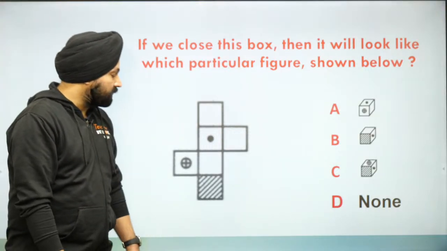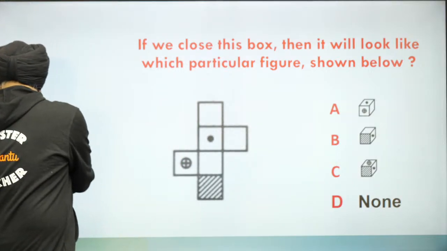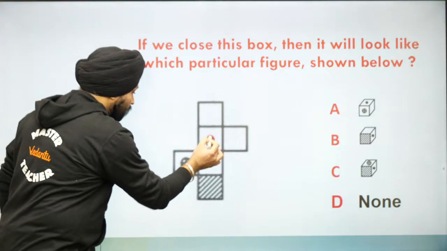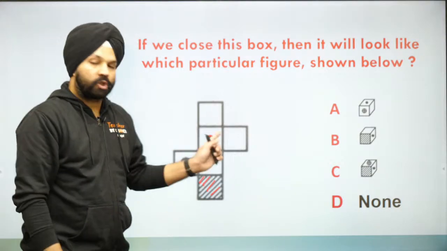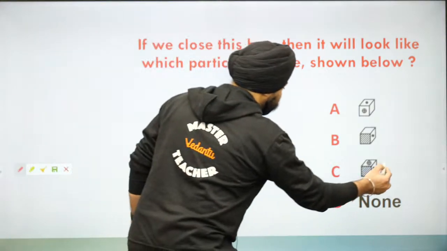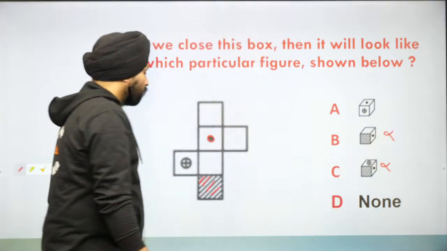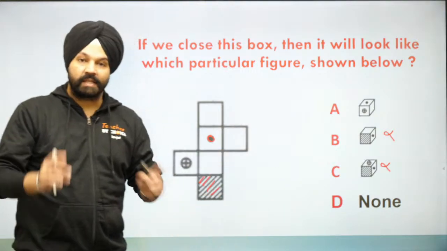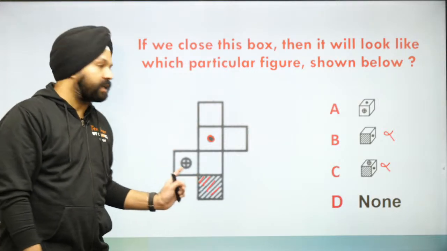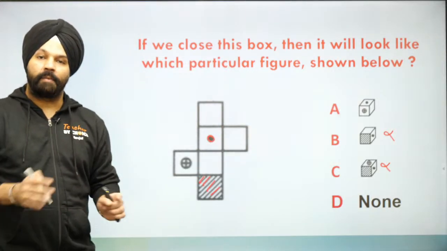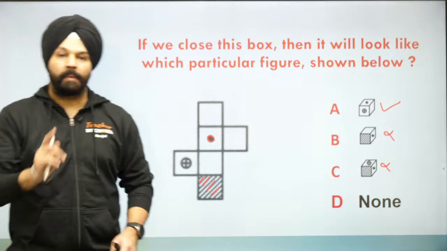Fine. Well, you can see that if I close this diagram, this dot and this shaded portion are going to be the opposite faces. Dot and shaded portion are opposite faces, which is not the case over here. So now we need to check what about A. Is A possible? In A you can see there is a dot, there is this portion, and they are adjacent. Yes, that's absolutely true. So A can be the answer.